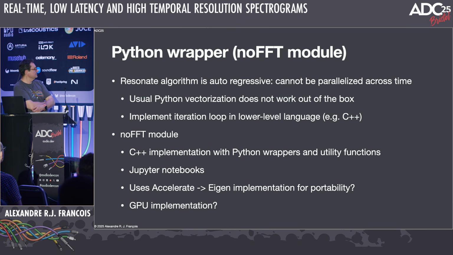Another question is whether it's worth doing a GPU implementation. For me personally, no. But for people doing a lot of computation, maybe for training, that might be useful. But remember, it's an autoregressive, iterative algorithm. You cannot vectorize across time. You need to compute slice by slice. So if you have many samples in one slice, maybe it's worth doing. Otherwise, for real-time implementation, SIMD on CPU is just fine.